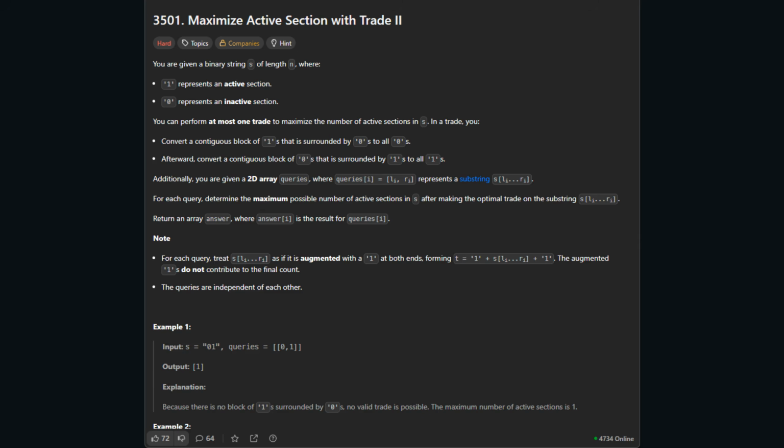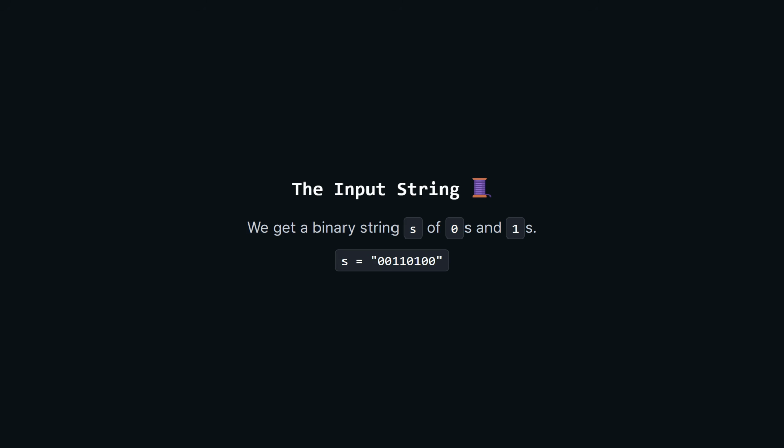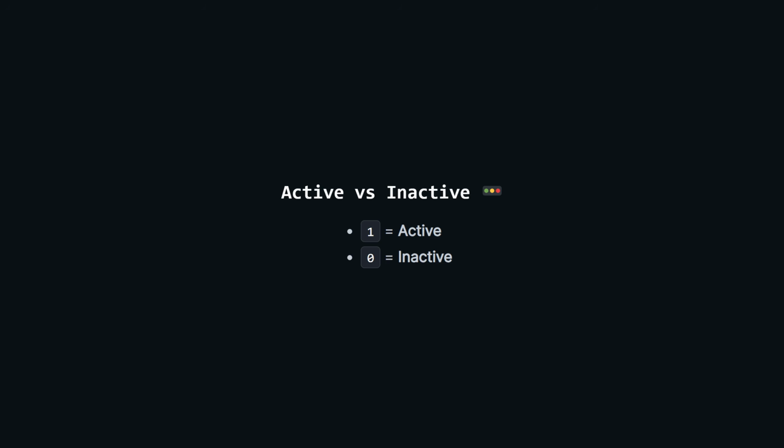Here is the problem page. It has quite a few rules and variables, so let's break down exactly what it's asking us to do step by step. We are given a string made up entirely of zeros and ones. In this problem, a 1 represents an active section, and a 0 represents an inactive section. Our main goal is to maximize the number of active sections, which means we want as many ones as possible.